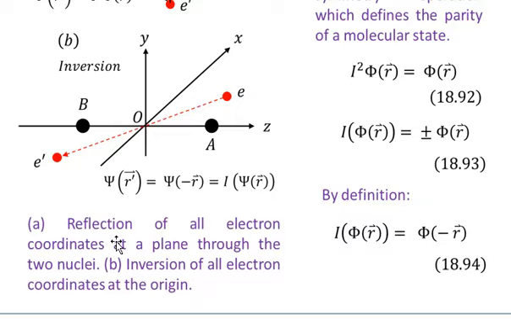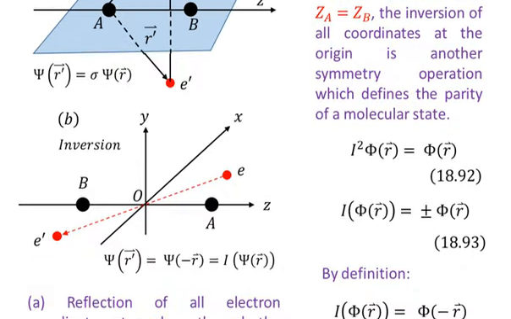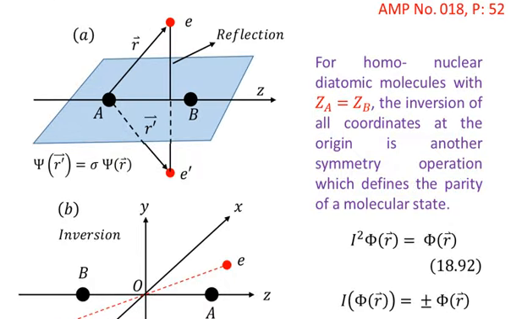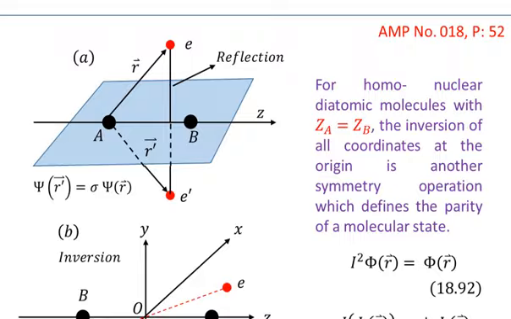So let me read the caption at the end. The top diagram shows reflection of all electron coordinates at a plane through the two nuclei, and B shows inversion of all electron coordinates at the origin. In the previous pages, I have explained the reflection process in the text. Now I am going to discuss the inversion process using some text paragraphs.